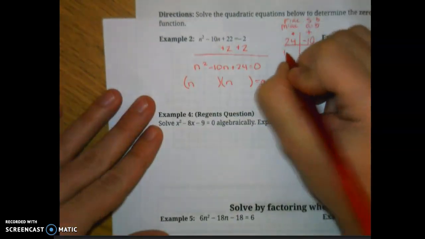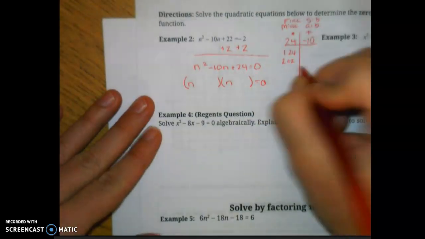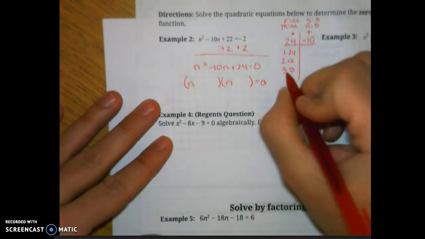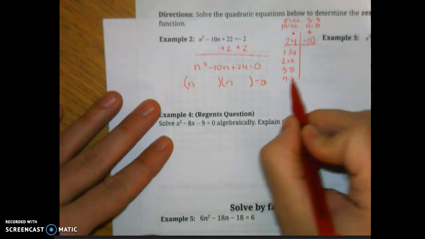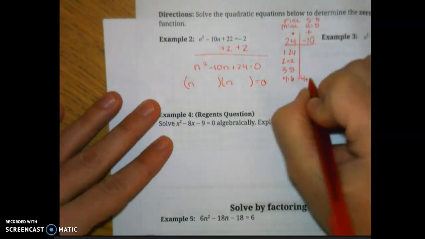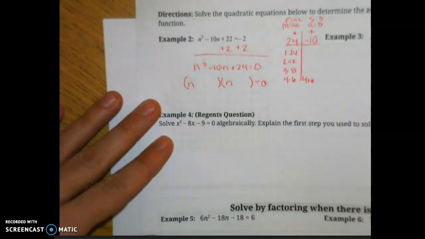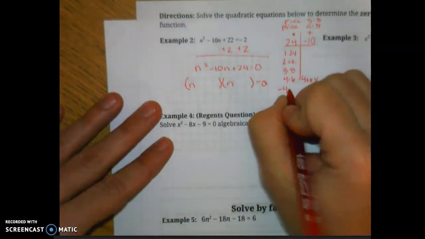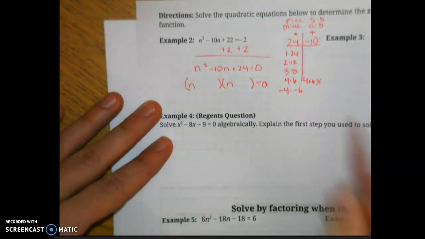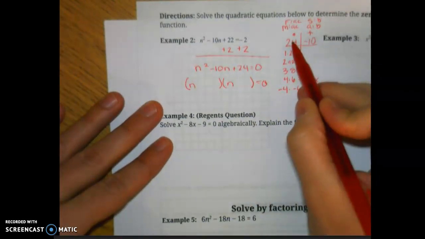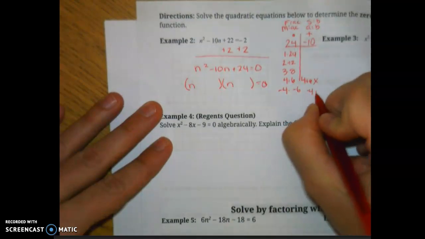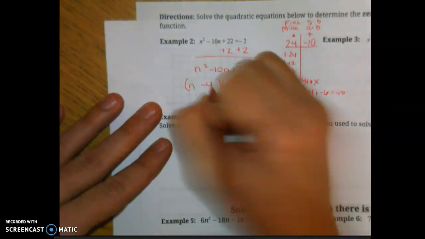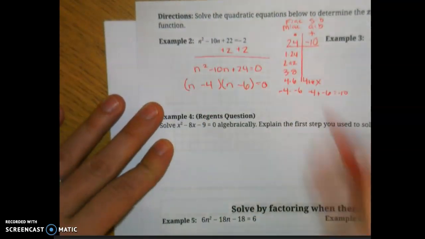So you go through your factors. 1 times 24, 2 times 12, 3 times 8. None of them are adding to negative 10. 4 times 6. Now I'm going to stop for a second because 4 plus 6 is positive 10, but not negative 10. So that's not the factor pair. But if I want a negative, that means that either one or both of my numbers have to be negative. Negative 4 times negative 6 is positive 24, and negative 4 plus negative 6 is negative 10. So this is my factor pair, n minus 4 and n minus 6.